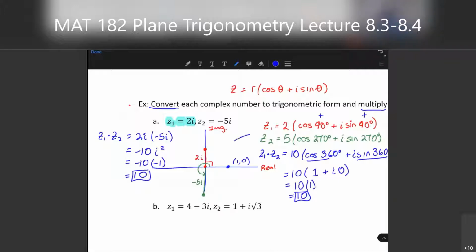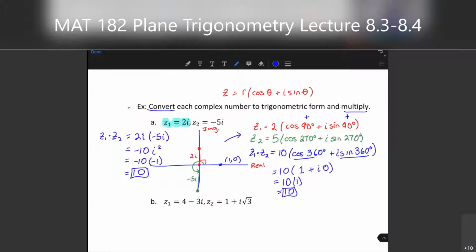I did want to go through this side of things just to walk through how we convert those complex numbers again. But you certainly can go through either way, multiply the trigonometric form or the standard form of the complex number. So let me pause here. Are there any questions with that conversion?